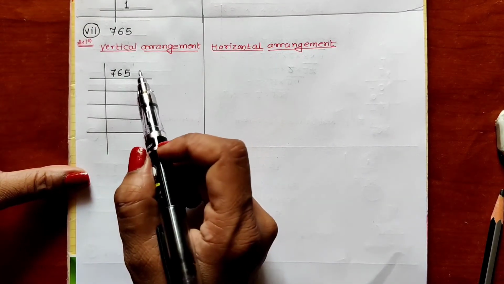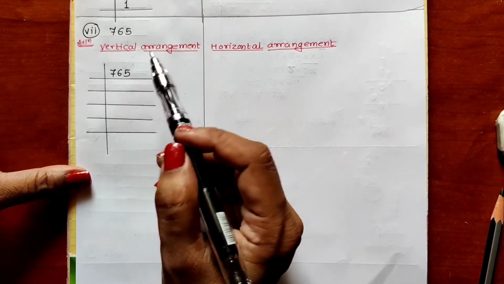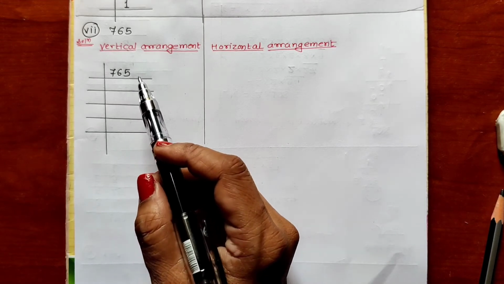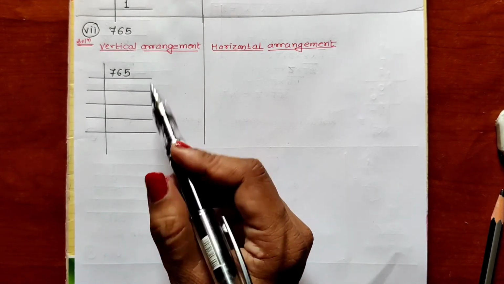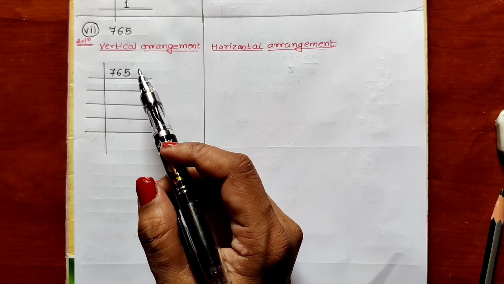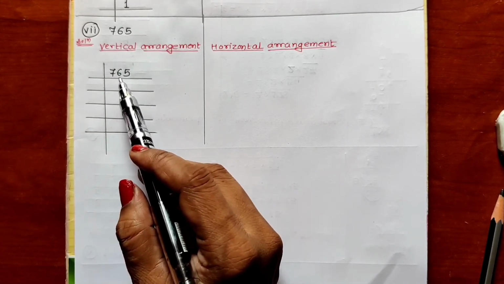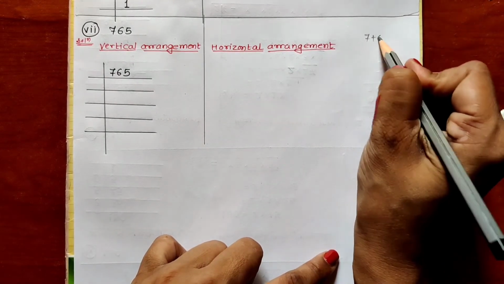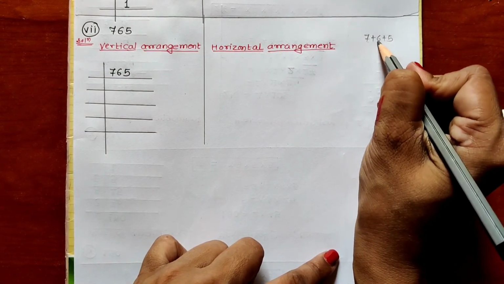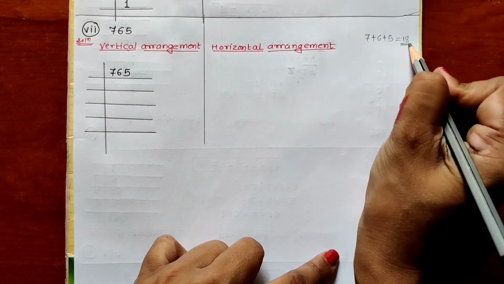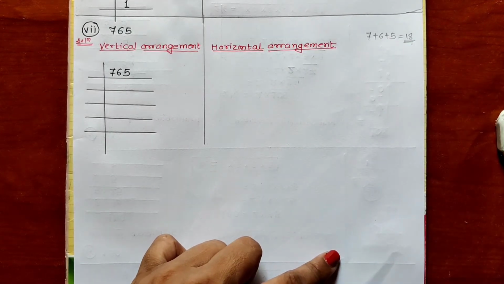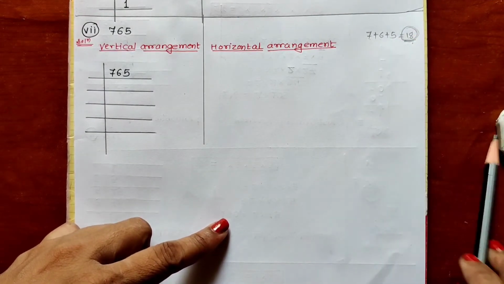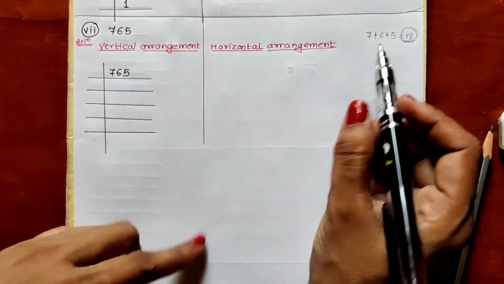How to check the divisibility of 3 if a three digit number is there? We add all the digits of the number. If the number is very big, 3 digit, 4 digit, 5 digit or more, for checking the divisibility of 3 we add all the digits of the given number. So we add these 3 digits: 7 plus 6 plus 5. 7 plus 6 is 13, 13 plus 5 is 18, and we all know 18 is divisible by 3, as 18 is there in the table of 3, and therefore 765 will also be divisible by 3.